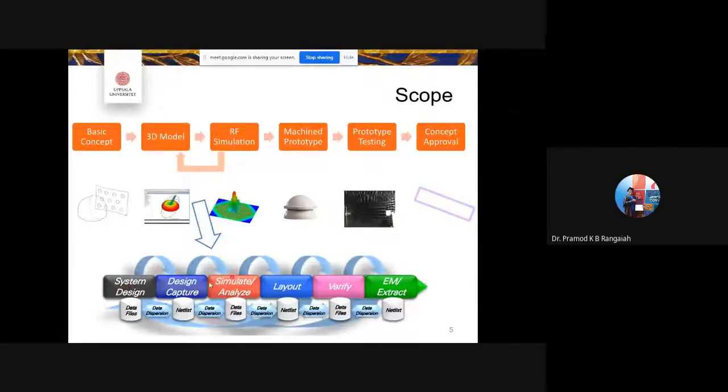In every tool, these will be the common things: system design, design capture, simulate, layout, verification, and EM extract. This is only for microwave. Every stage will have data files at the background and the netlist. So there will be a data and dispersion interaction. You can see it's kind of a loop. Every stage is interconnected. So if you make a mistake at any step, the simulations go wrong. I'll be focusing our talk more on the simulation things and models which are available, and then I will go into the specific discussion of the microwave amplifier.